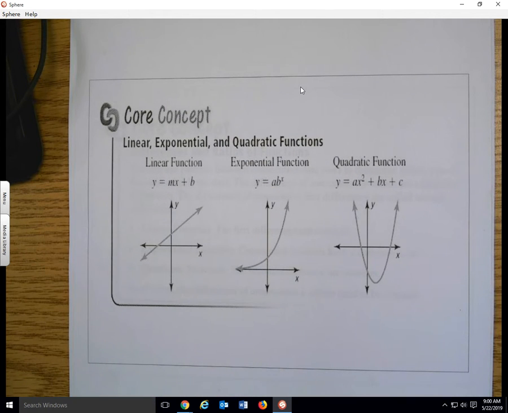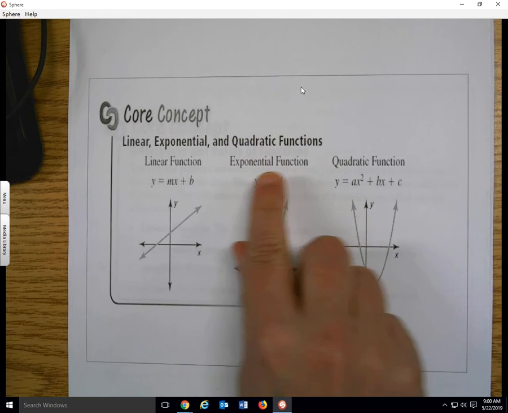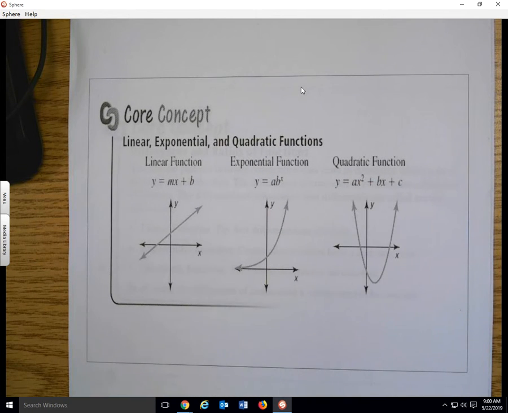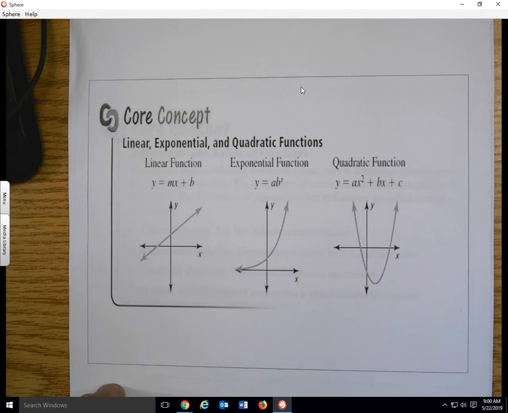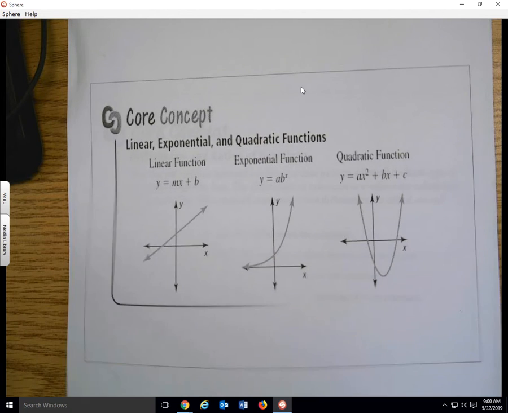So today, we're going to look at how you can also determine if it's linear, exponential, or quadratic without graphing, without plotting it. And we're going to do that by showing you a way you can do it by doing some simple math. Okay.